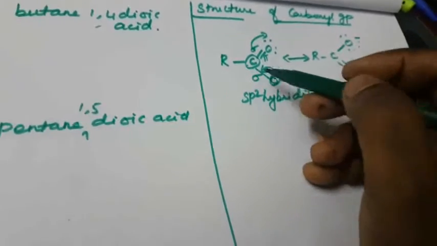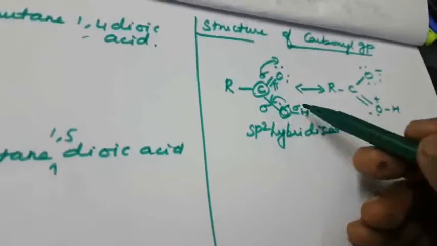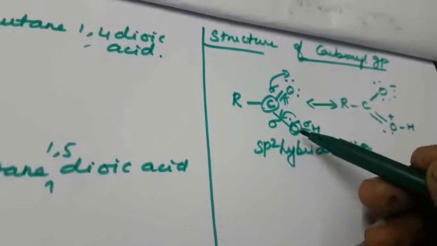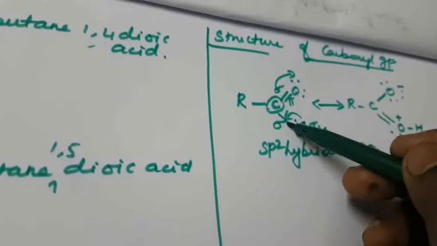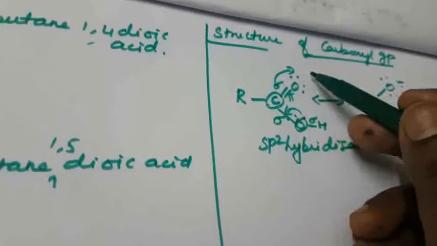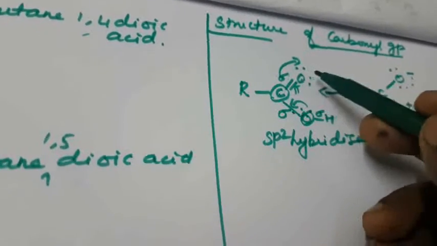Each of the 2 oxygen atoms and the carbon atom are left with 1 unhybridized p orbital, which is perpendicular. Delocalization of this electron is possible, because the electron is coming inside to the carbon, and the electron going out makes it negative.